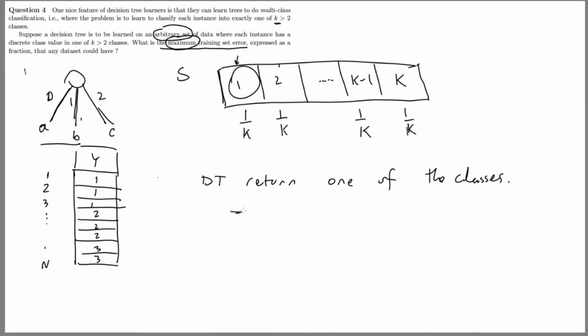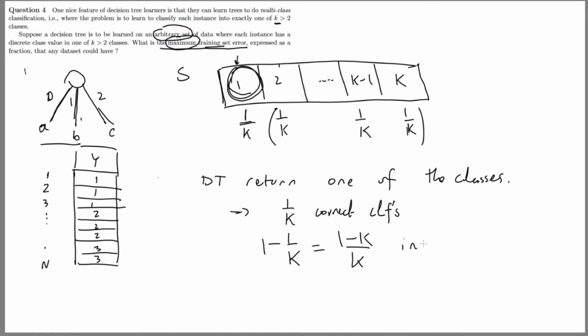Well, if you're always predicting 1, what would be the error on the training set? You are going to get 1 out of k correct classifications. But then the rest are going to be wrong. So you're going to get 1 minus 1 over k, which is just (k minus 1) over k, incorrect.